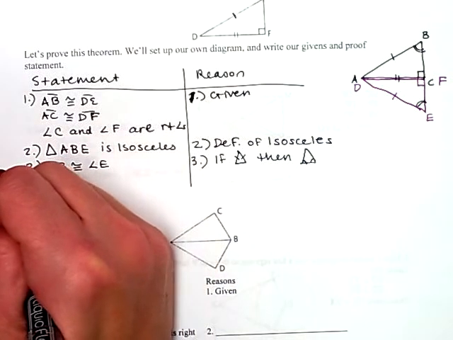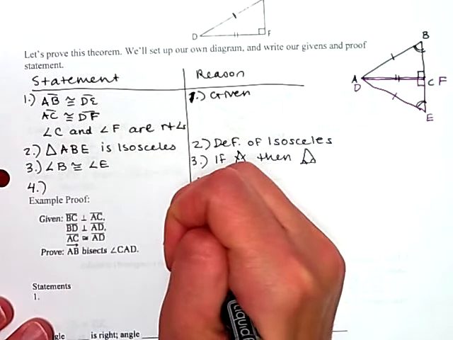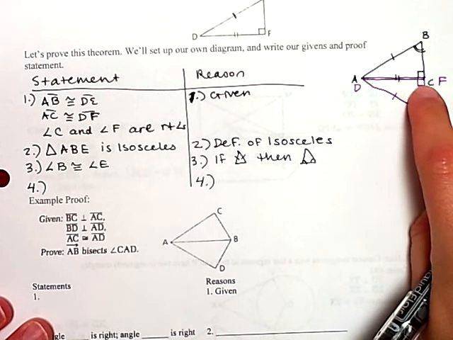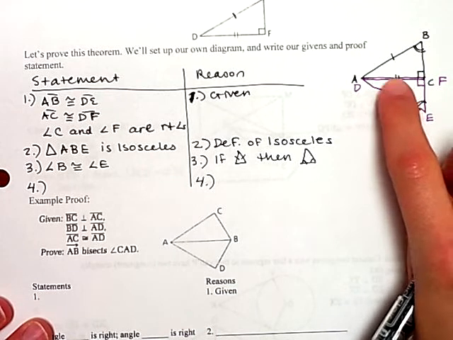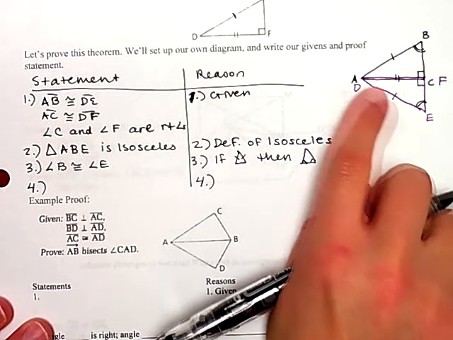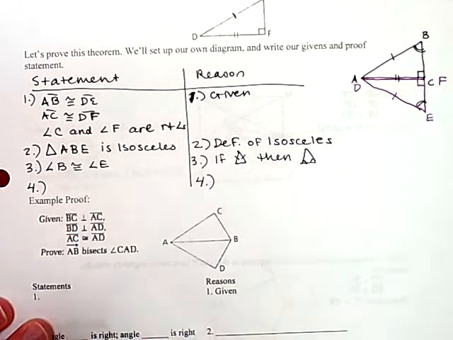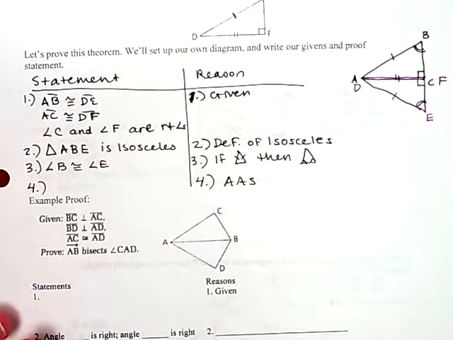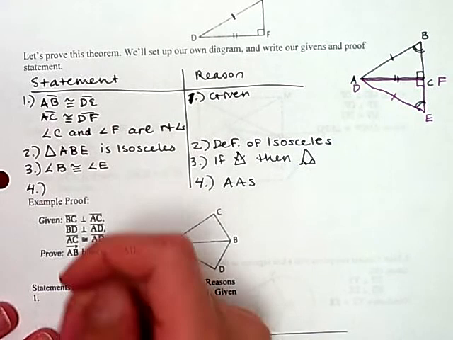And then finally, if you now look at how our picture is marked up, you'll see I have an angle, then another angle, then a side. Or you could use this side too, and do side, angle, angle. But either way, we can now say by AAS or SAA that the two triangles are congruent.